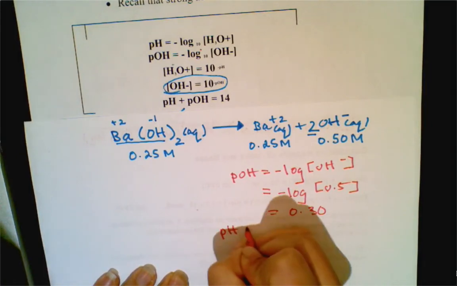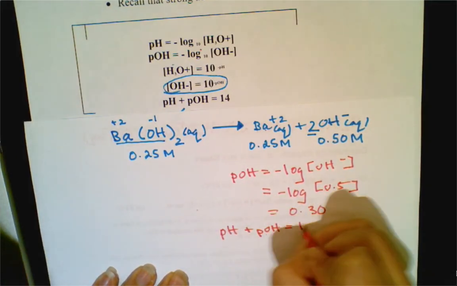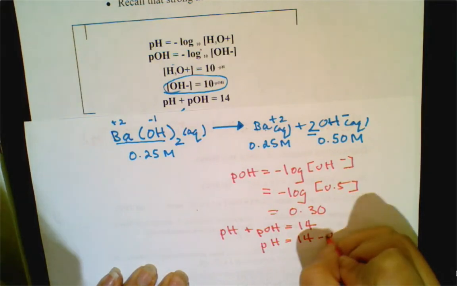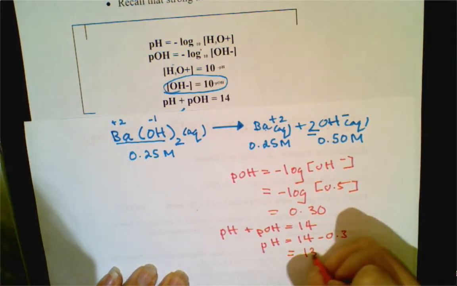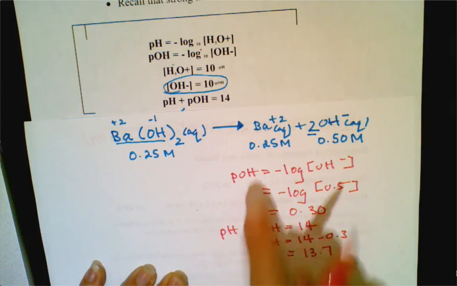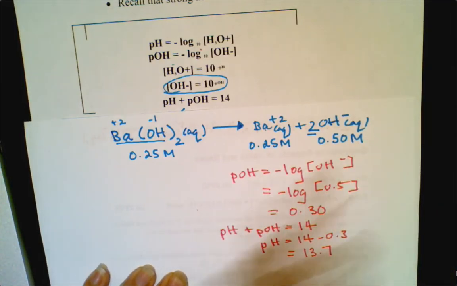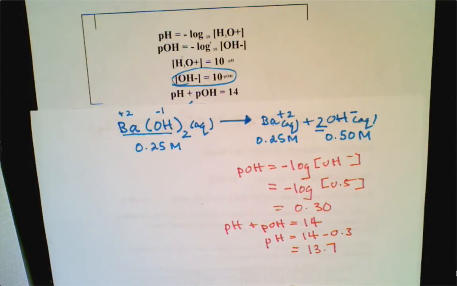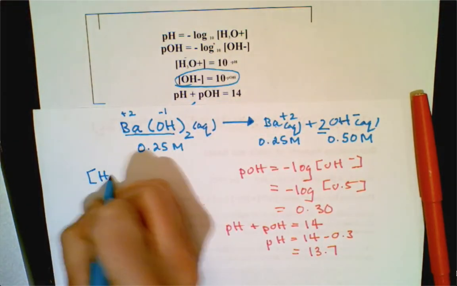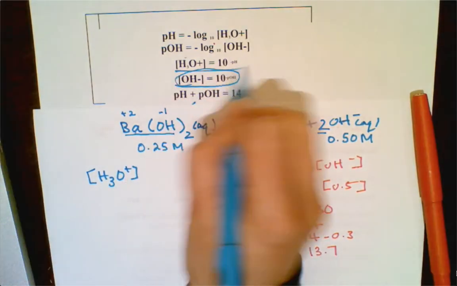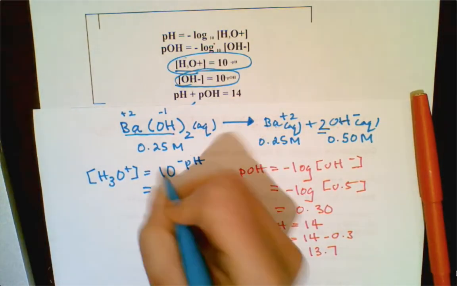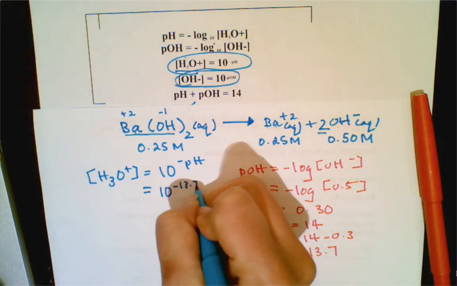We know this relationship, pH plus pOH is equal to 14. So what we're going to do is figure out the pH by taking 14 minus 0.3, which gives us 13.7. So now we have the pH, and we also have the pOH. We have the concentration of hydroxide. We just need to know what is the concentration of hydronium ions. Now again, we can use two different ways to go about getting that. We can take the anti-log, so here it is here. We can do 10 to the negative pH now that we have that value. So 10 to the negative 13.7.